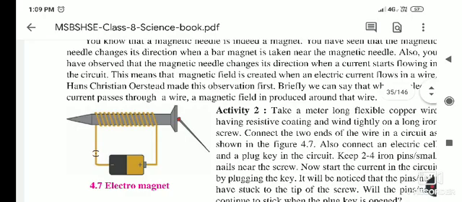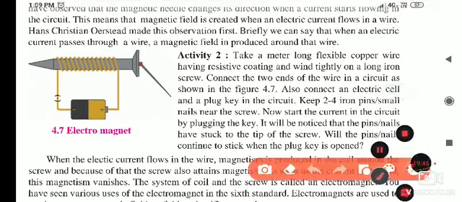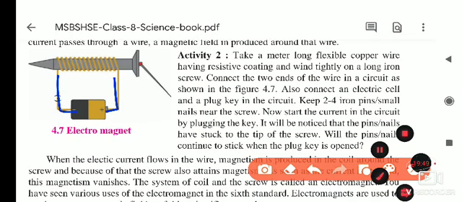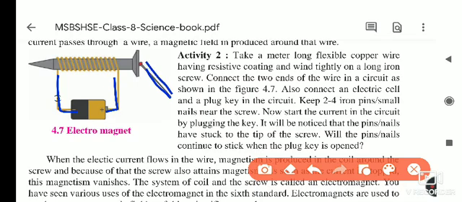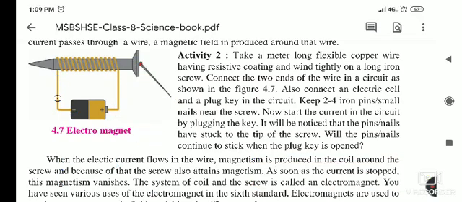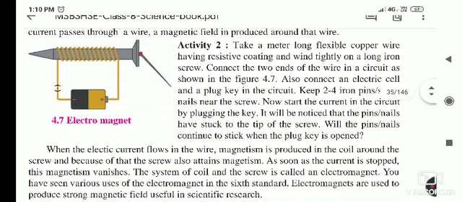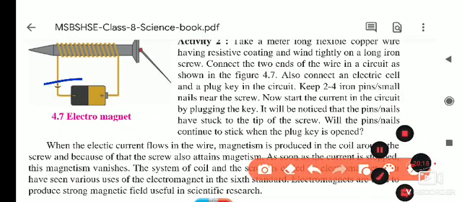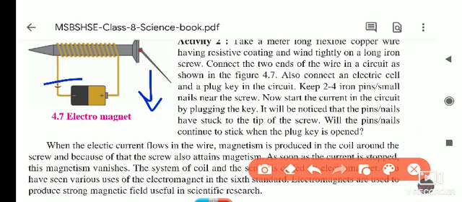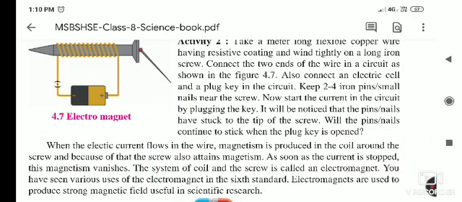Wind the copper wire around this nail, and afterwards connect the nail to the battery. When the circuit is complete, with this iron nail and some pins nearby, you will notice that the pins get attracted towards the nail. When the circuit is open, if we disconnect this, the pins fall down. This is a simple activity, and if the things are present, you can do it at your home also.